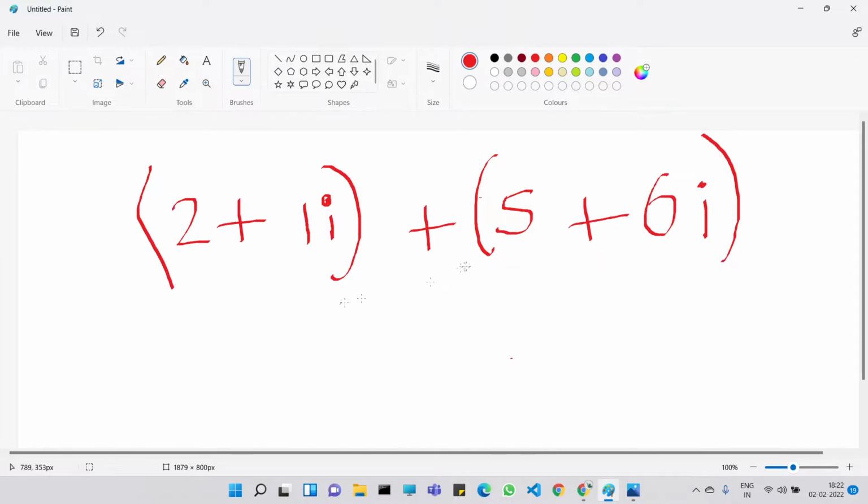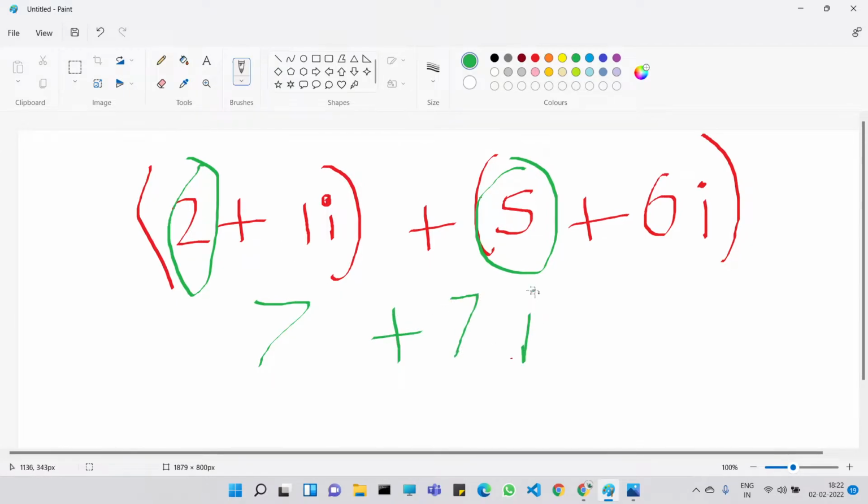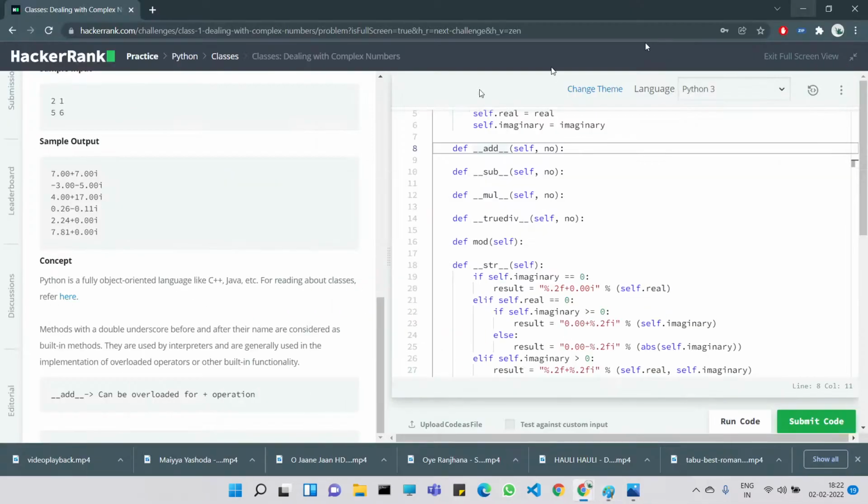When we are adding two complex numbers, we will be individually adding the real part first. This is the real part, right? We'll be adding the real parts, then we'll be adding the imaginary parts separately. So 2 plus 5 equal to 7, then 1 plus 6 equal to 7. So 7 plus 7i, this is going to be the addition output. Similarly here, 7 plus 7i, that's what we got.